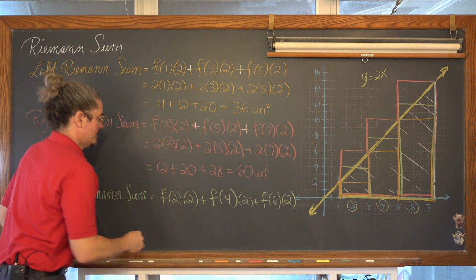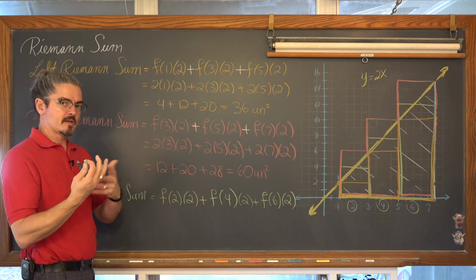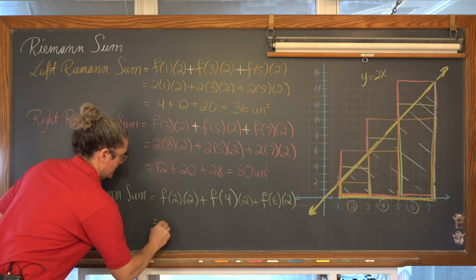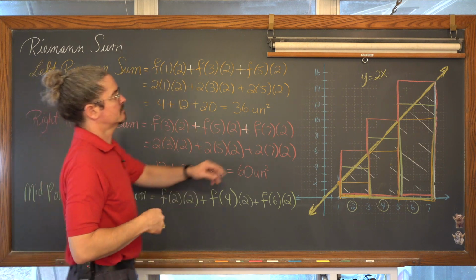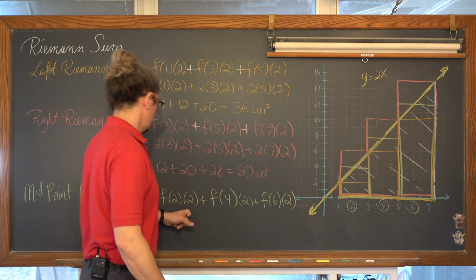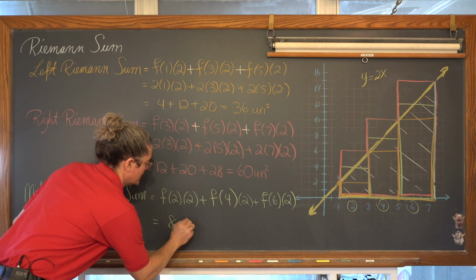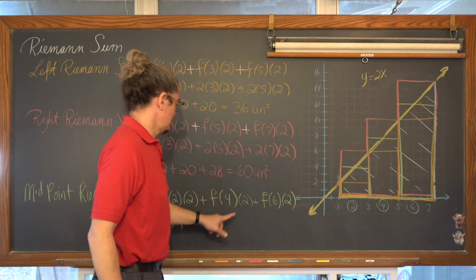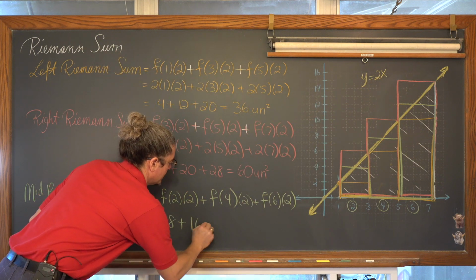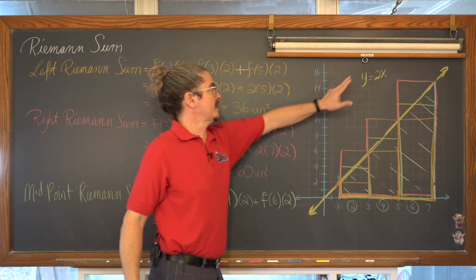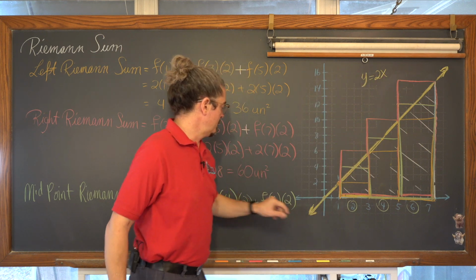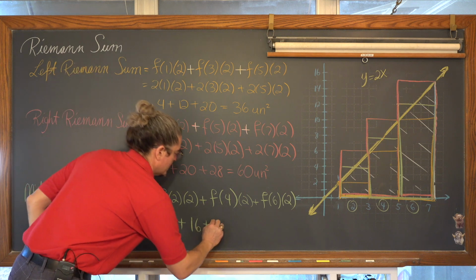times 2. That's going to come out, just so you can see what's going on here between left, right, and midpoint Riemann sum. We have f of 2. 2 times 2 is 4. Times 2 is 8. We have f of 4. 4 times 2 is 8. Times 2 is 16. And then we have f of 6. Well, 2 times 6 is 12. And 12 times 2 is 24.